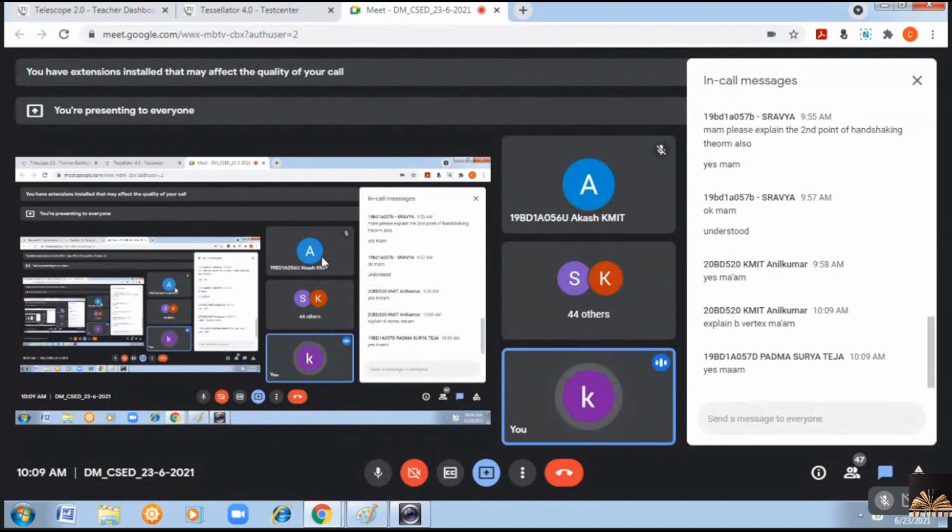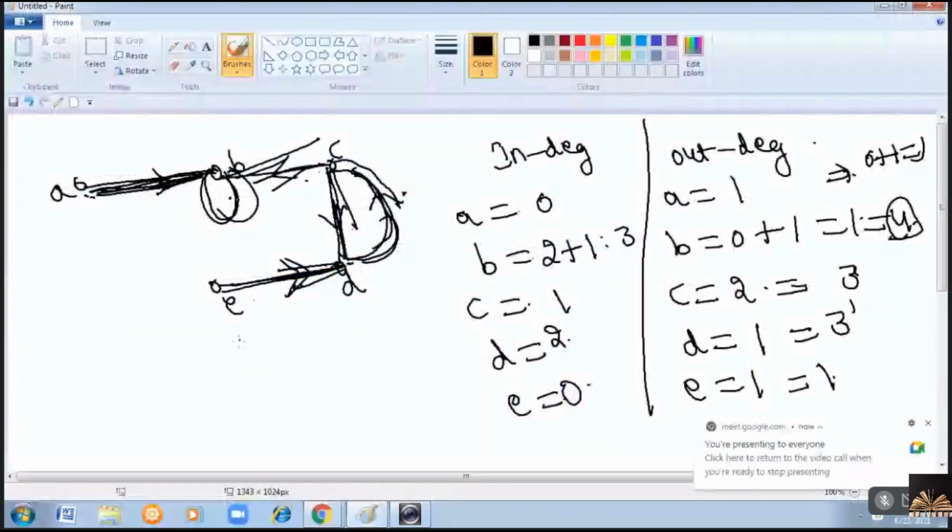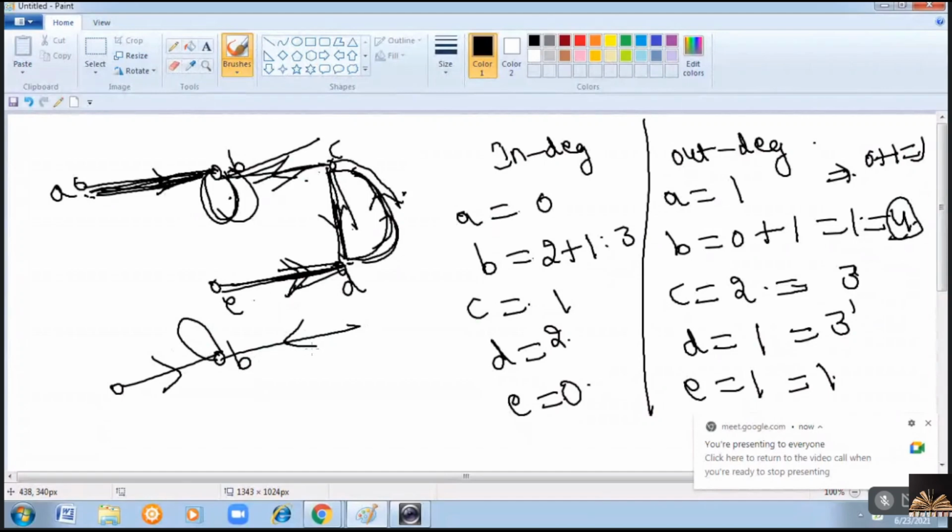Explain B vertex. So this is B vertex, right? When there is a loop, this loop will contribute 1 in the out degree and 1 in the in degree. That means 1 will be added in the out degree, 1 will be added in the in degree, right?